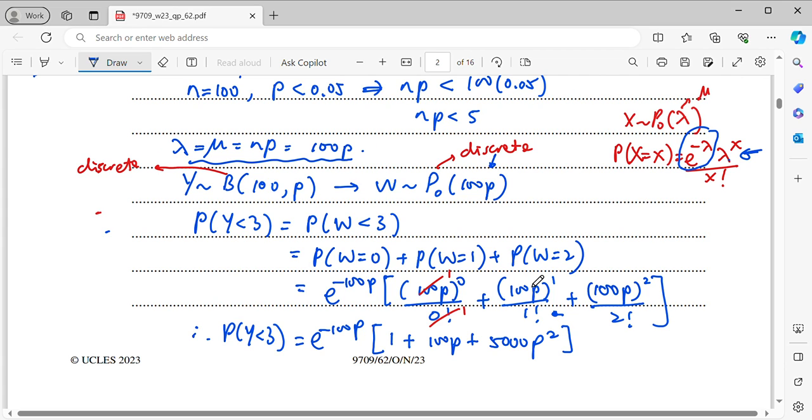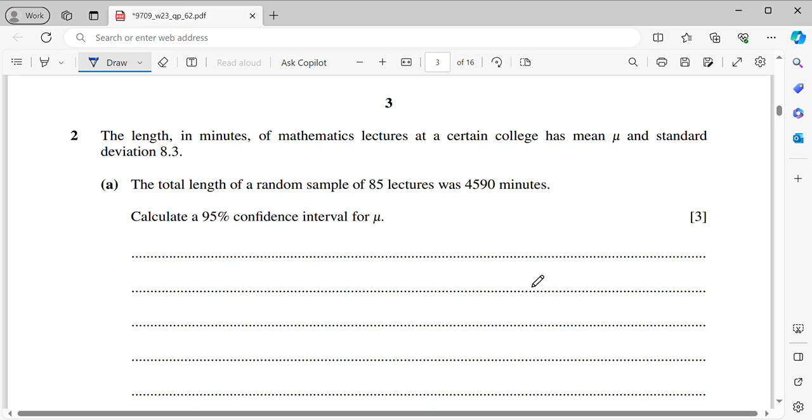Alright, so now let's move on to question number 2. The length in minutes of mathematics lectures at a certain college, this is the length, has mean mu and standard deviation 8.3. A: the total length of a random sample of 85 lectures was 4,590 minutes. Calculate a 95% confidence interval for mu.